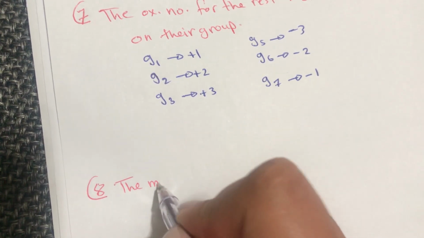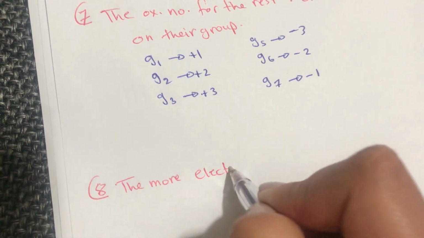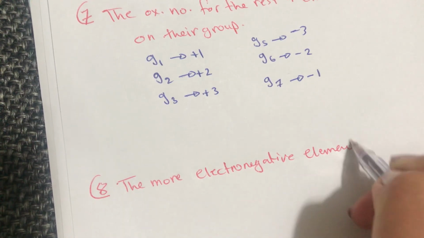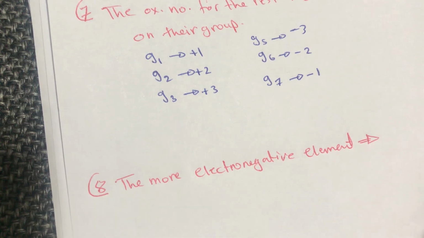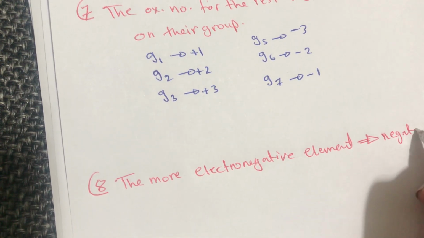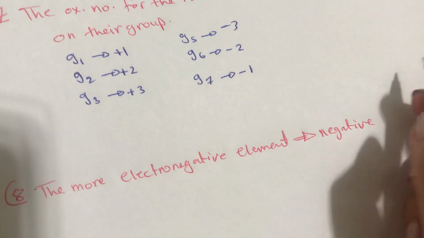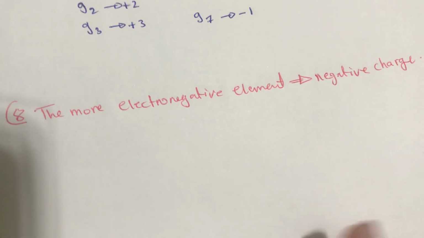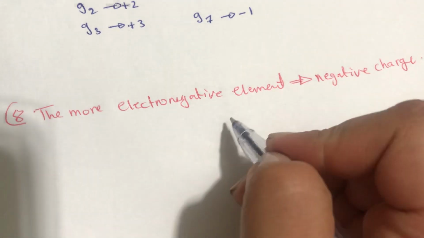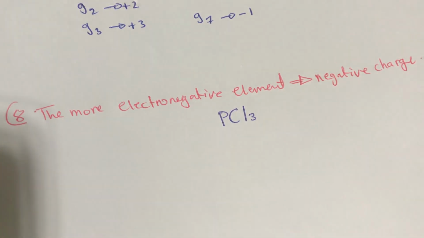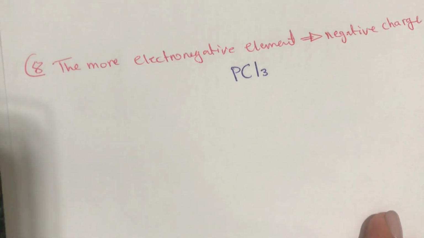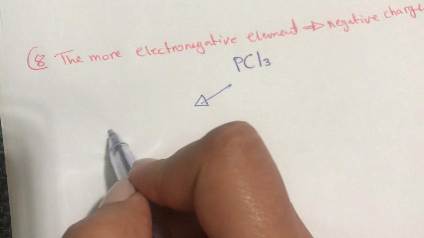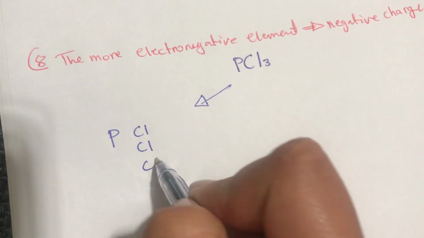the more electronegative element must have the negative charge. So for example here, if you have PCl3, which of these solutions is the correct one? You have 1 phosphorus and 3 chlorine atoms.